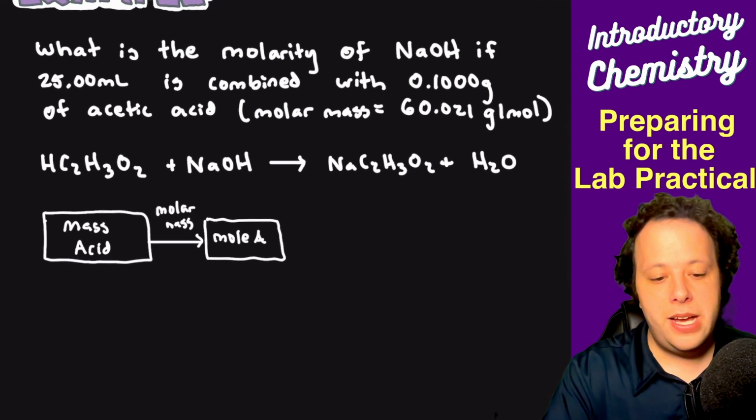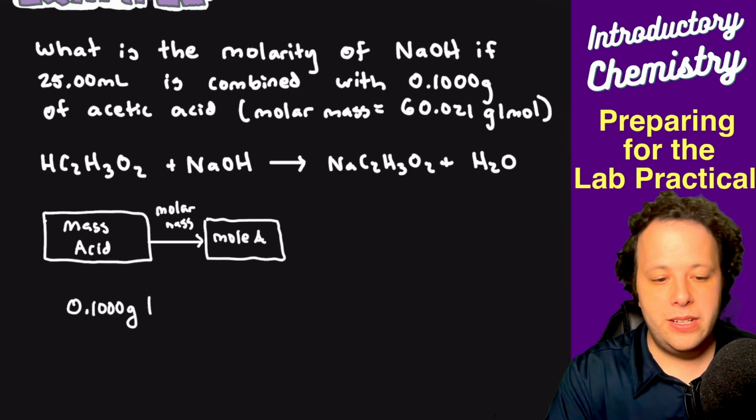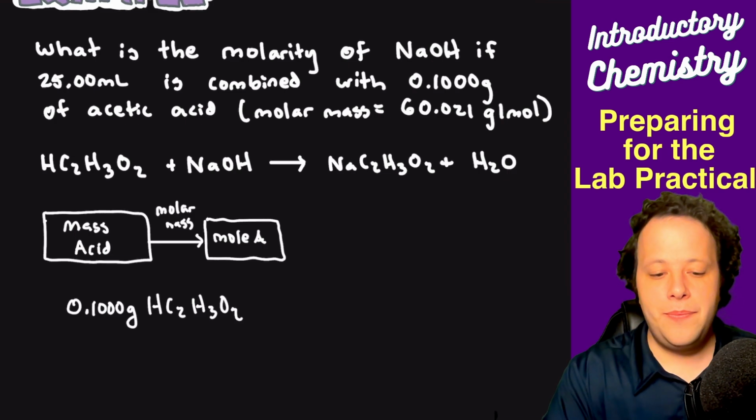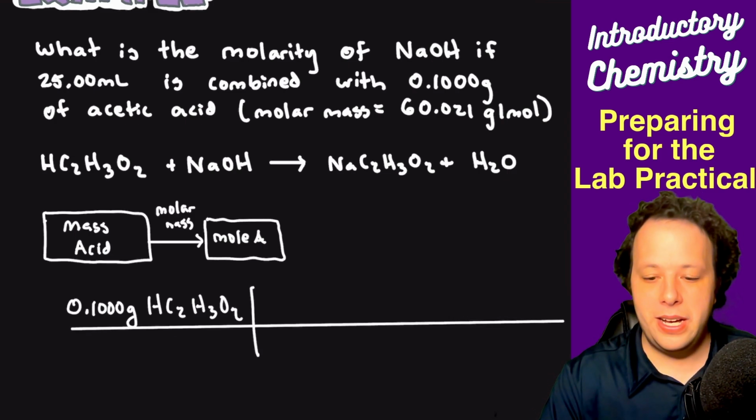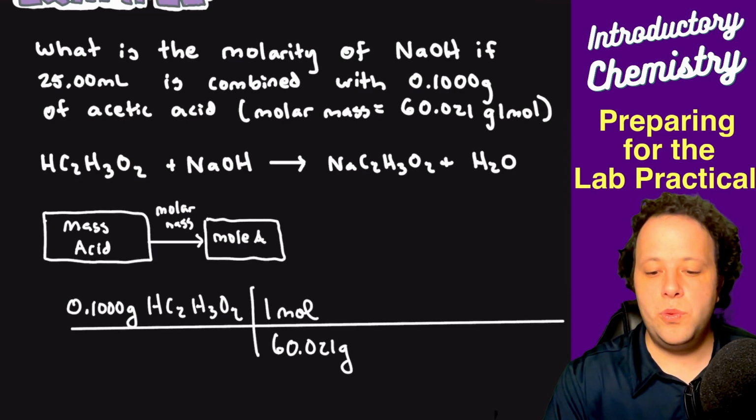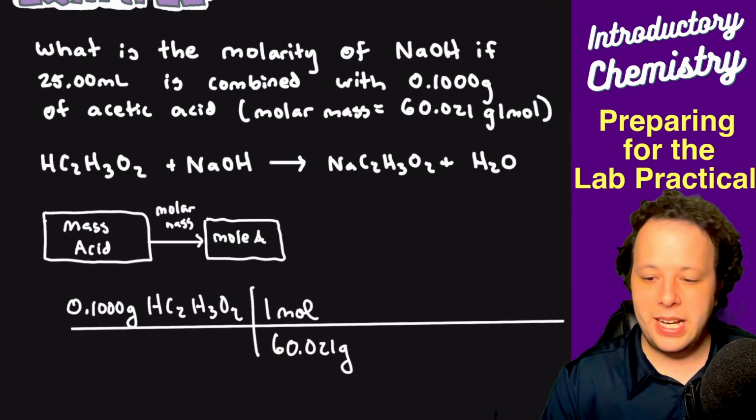So let's put that down. We have 0.100 grams of acetic acid, HC2H3O2. And what we're going to cancel that out with is the molar mass. So we have 60.021 grams, equivalent to 1 mole of our acetic acid.